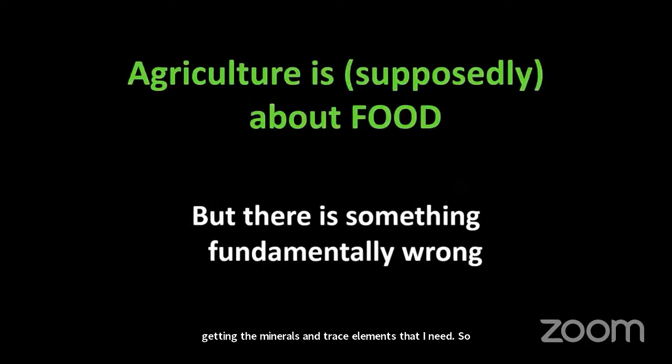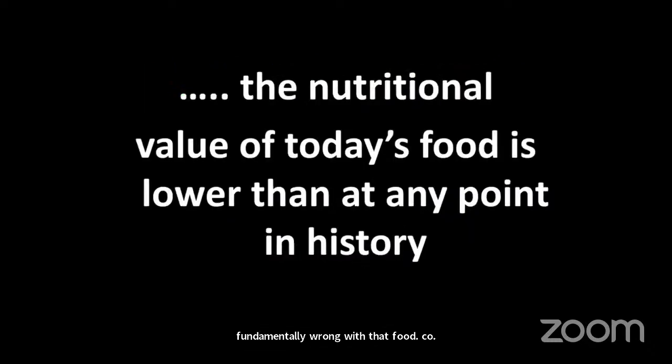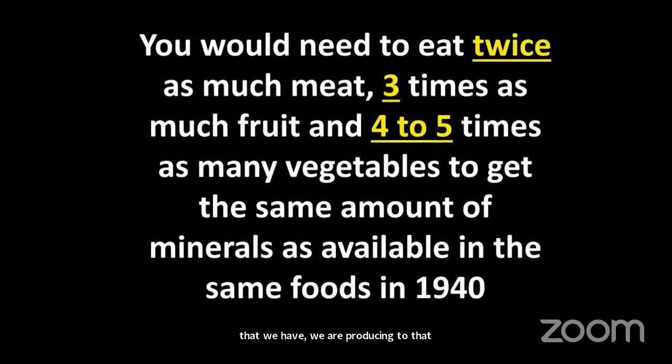So agriculture is supposedly about food. I realise that in this country a lot of corn, for example, goes into other avenues like ethanol production, but basically we've always thought of farming as being a food production system, and there is something fundamentally wrong with that food, because the nutritional value of today's food is lower than at any point in history. Despite all the technology that we have, we are producing food that really doesn't have the minerals and trace elements in it that it should.